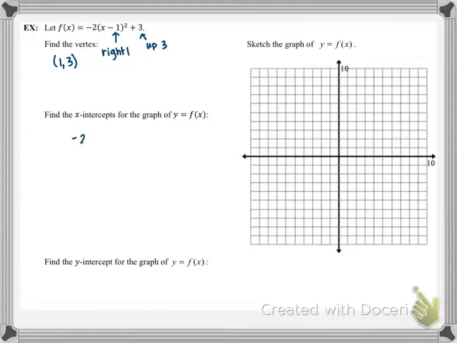So negative 2 times x minus 1 squared plus 3 equals 0, right? We're solving f of x equals 0, which is how you find the x-intercept of any function, like quadratics, linears, rationals, every single function in the whole wide world. To find the x-intercept, you set your function equal to 0, and you solve. So how many times do you guys see the x here?